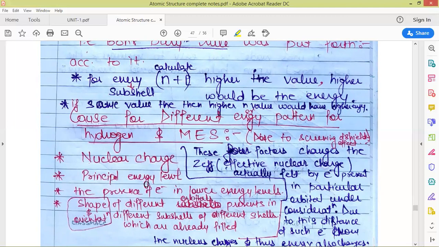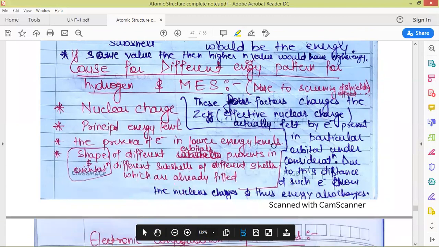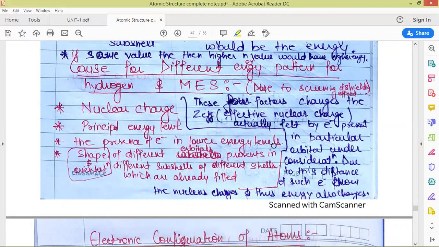Principal energy level means how far the electron is present from the nucleus: how many energy levels and how many electrons are present between the nucleus and the last electron we are talking about. The presence of electrons in the lower energy levels screens the nuclear pull, and the Z effective felt by the outer electrons is different from that felt by the inner electrons.